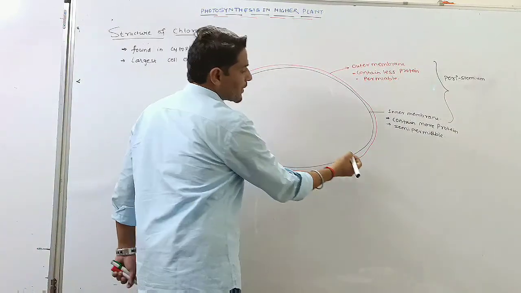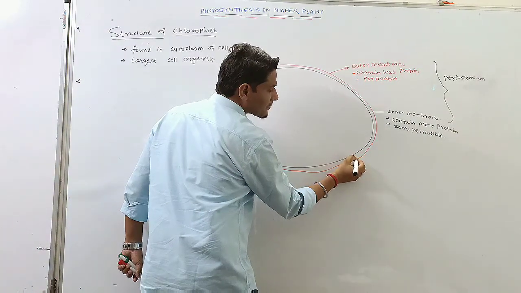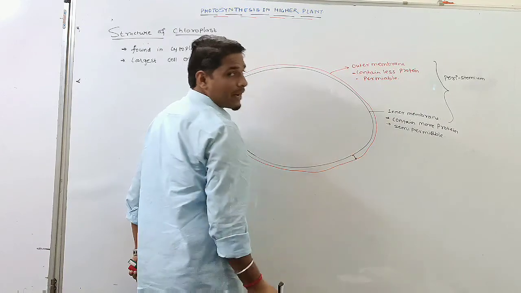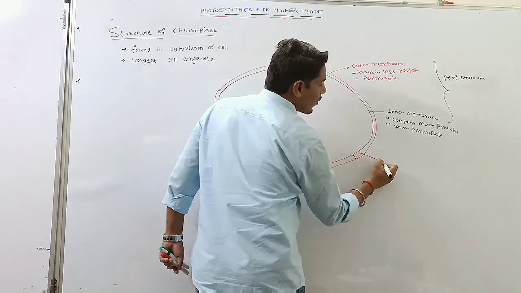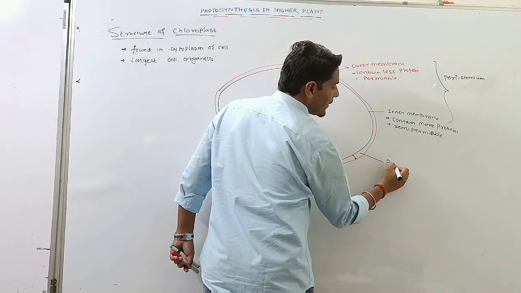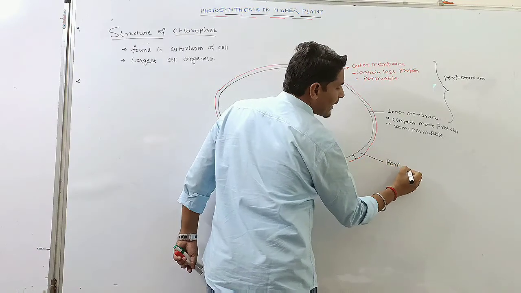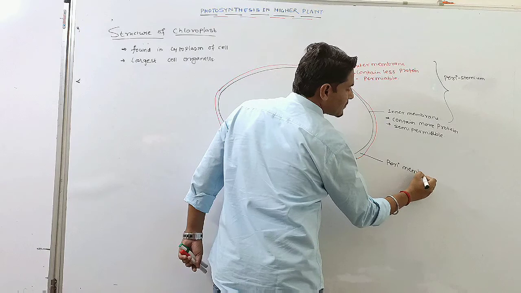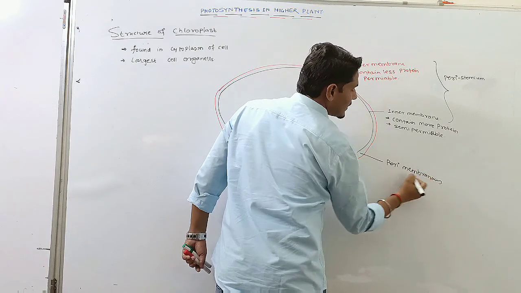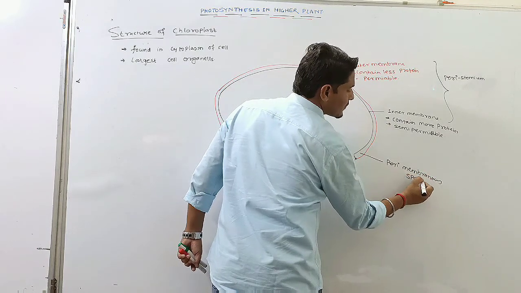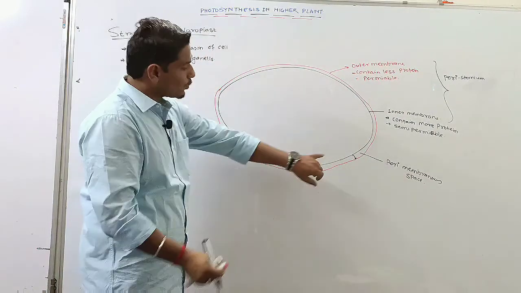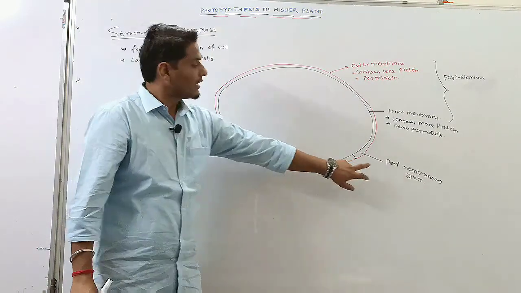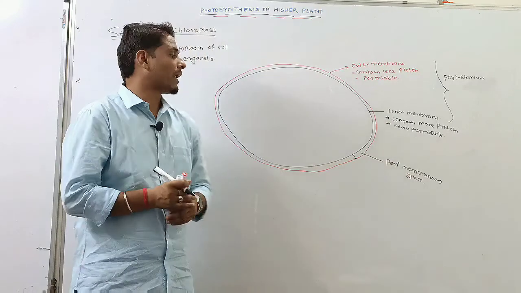The space present between the outer membrane and inner membrane is called the perimembranous space. ओके, क्या बोलते हैं? जो दोनों मेम्ब्रेन के बीच में जो जगह है, इस जगह को बोलते हैं पेरीमेम्ब्रेनस स्पेस.